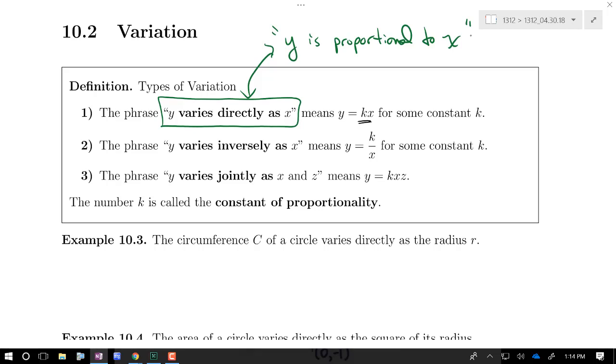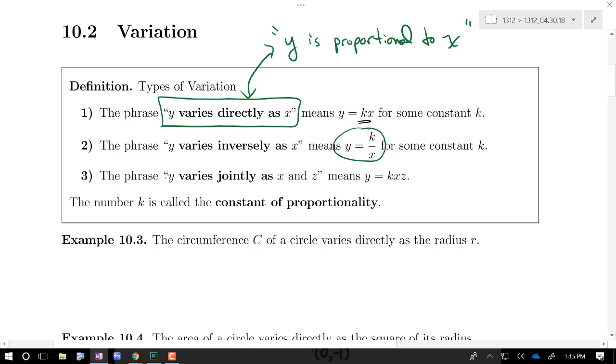If y varies inversely as x, that means that y is k divided by x. You might see the phrase inversely proportional to. A direct variation, or directly proportional to, means that if one goes up, it makes the other one go up. That's the direct relationship. If they're inversely related, that means that as one goes up, the other goes down. And so this equation makes sense when you think about it: if x increases, that forces y to decrease because we're dividing by x.